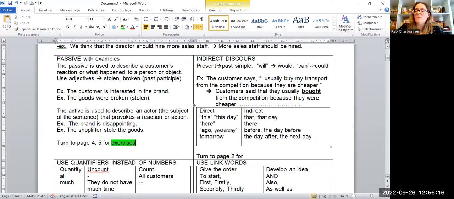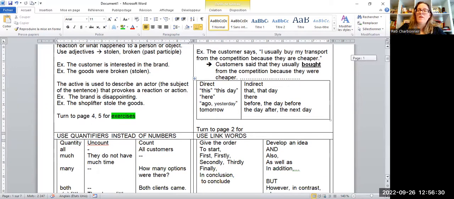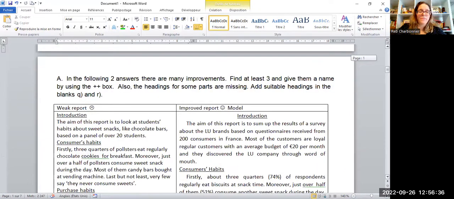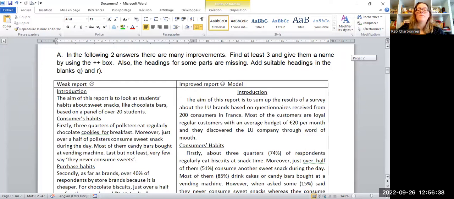We're going to go there right now, but briefly because I want to read with you the report in just a minute. So let's go to the second page and we'll read a little bit of the report, just the introduction and the first part, because that's what I'm going to focus on. Okay, so this is an example of a report.